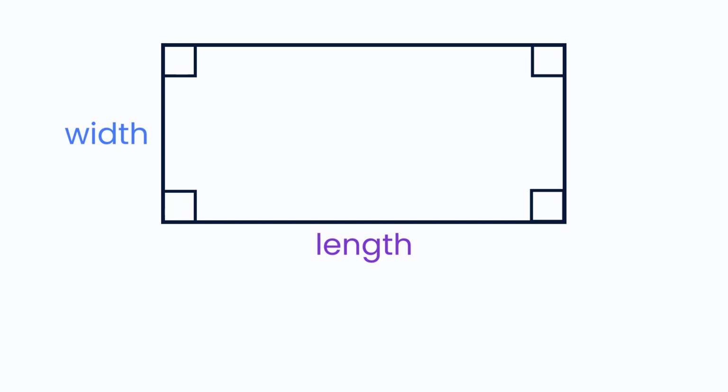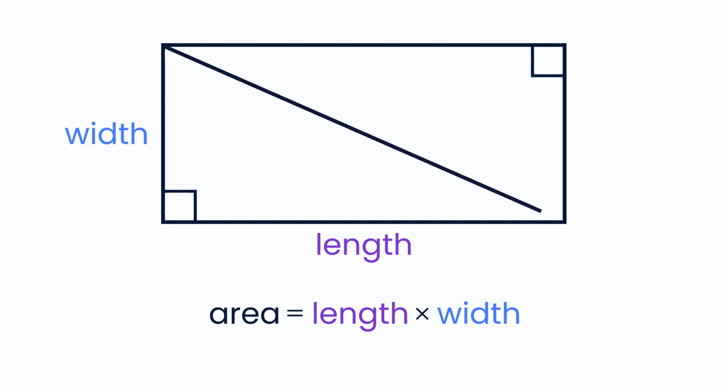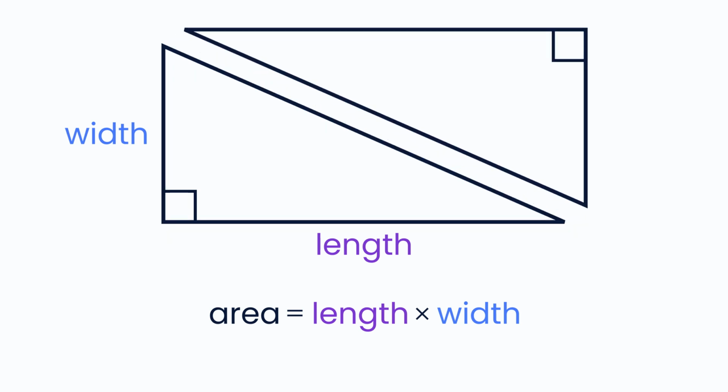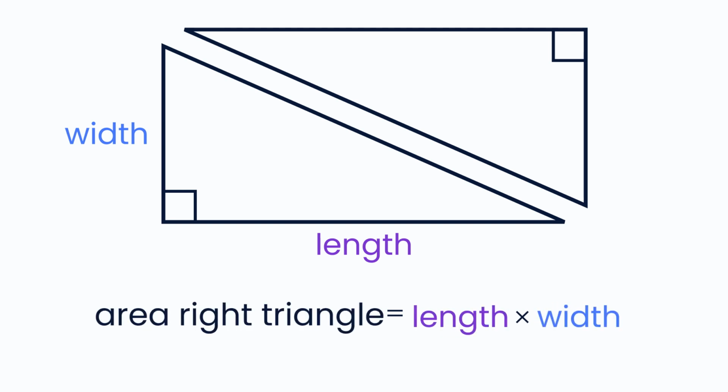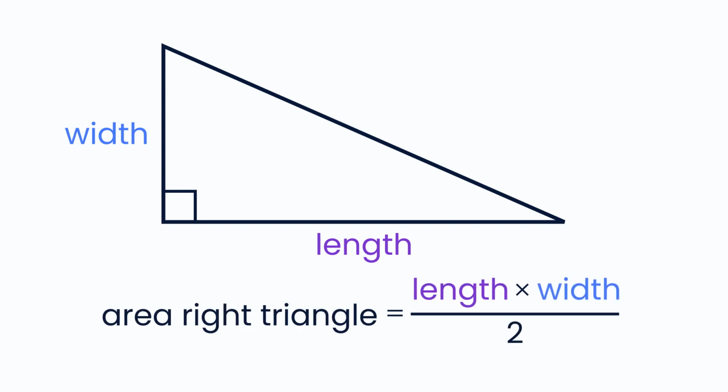Recall that you find the area of a rectangle by multiplying its length by its width. Now, if you divide this rectangle into 2 equal parts using a diagonal, you end up with 2 right triangles. The area of each triangle must therefore be the area of the rectangle divided by 2, which leaves us with this formula for the area of a right triangle: length times width divided by 2.